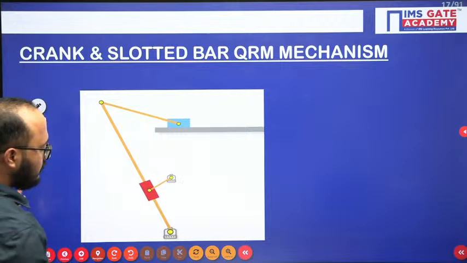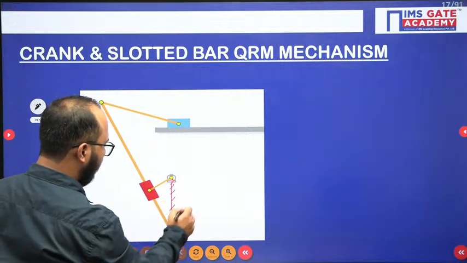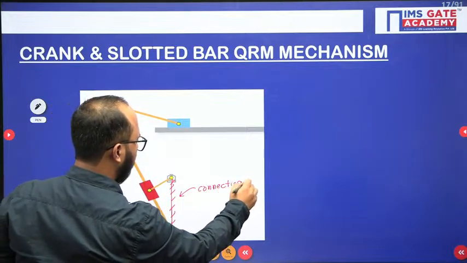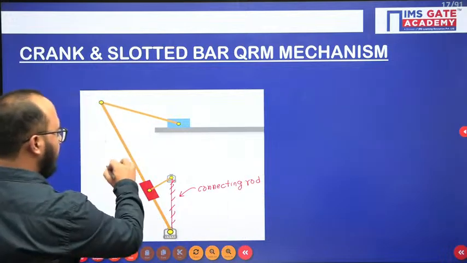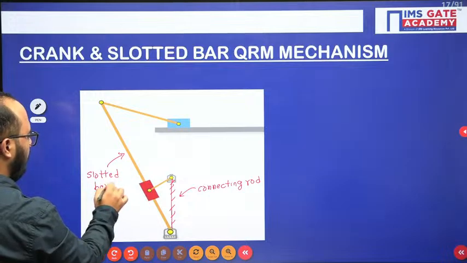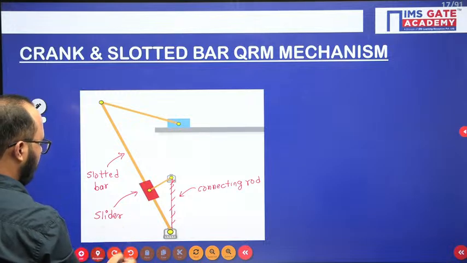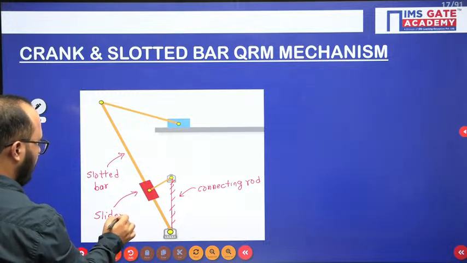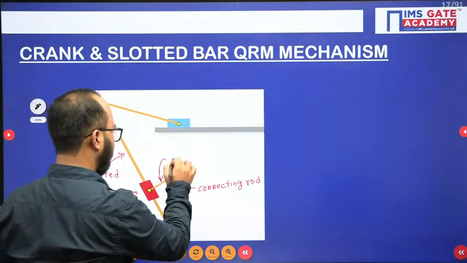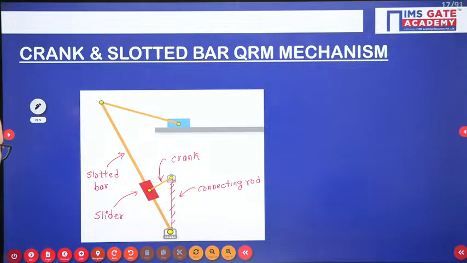Okay, so this is what we have, basically a connecting rod which is fixed. This connecting rod is fixed. Okay, this is what we have, a slotted bar. This is the slider we are having. Got it? So connecting rod we are having, and this is the crank. So these are the four parts of our crank slotted quick return motion mechanism.